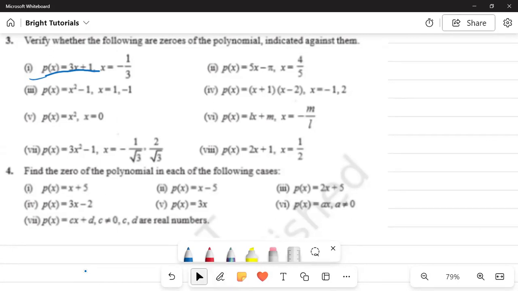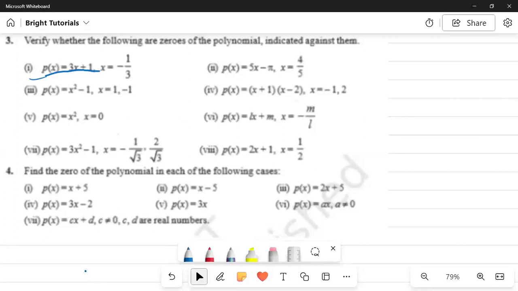Now there is a concept of how we can identify whether any number is a zero of a polynomial or not. The concept is that if by putting the value of that x in the polynomial, the answer comes out to be 0, then that is the zero of that polynomial. As the name suggests, zeros. What are the zeros? Those values by putting which the value of the polynomial comes out to be 0. If it does not happen, that means this is not the zero of that polynomial. Let us discuss question number 3, first part, for better clarity.